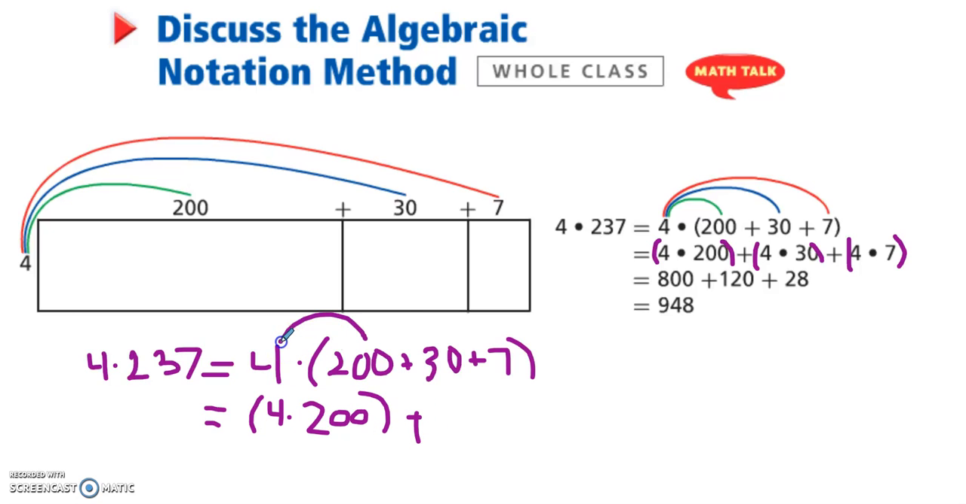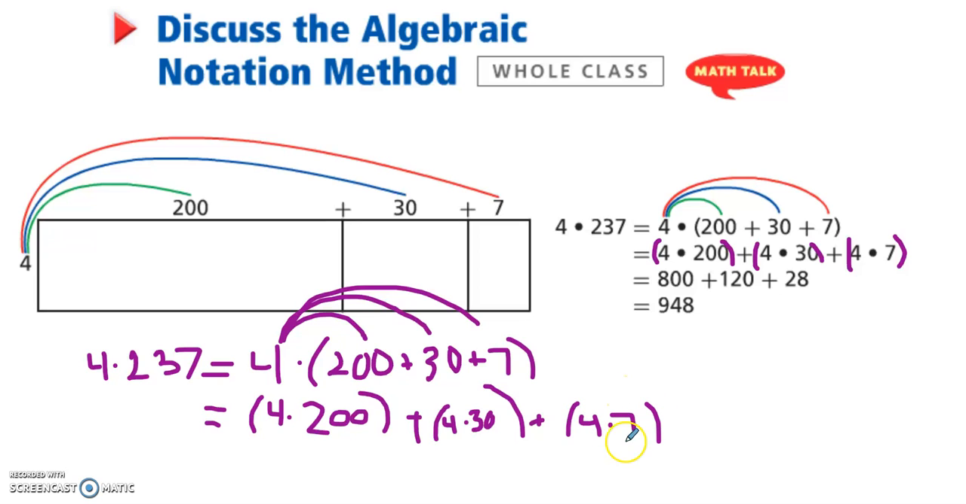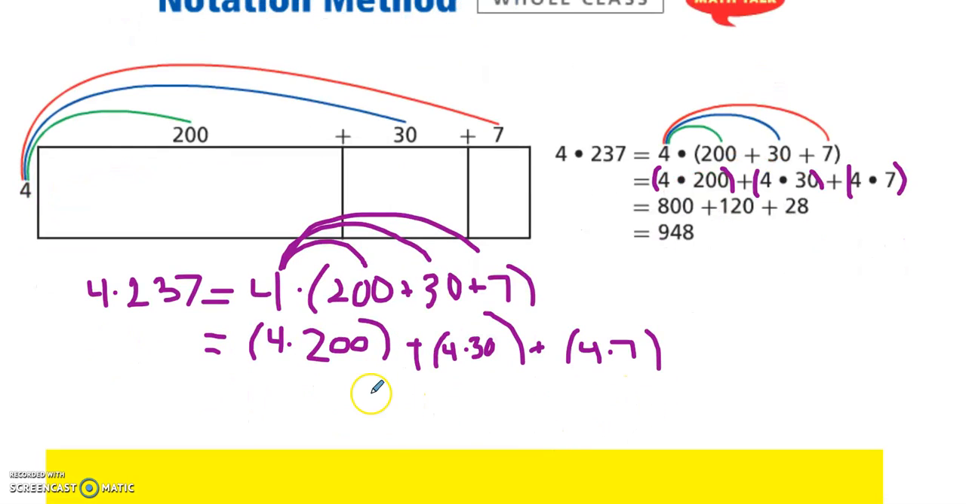plus my next equation, my tens product. That's my hundreds product. My tens, 4 by 30, plus 4 by 7. Okay, so then those are my 3 equations. Now I'm just going to solve them.